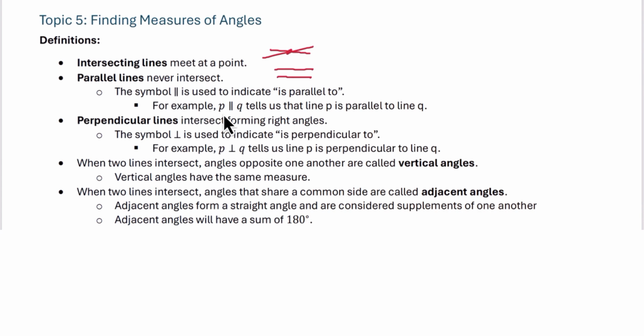In this example, we could say P is parallel to Q. So we could call this line P and this line Q. They are parallel, or P is parallel to Q.